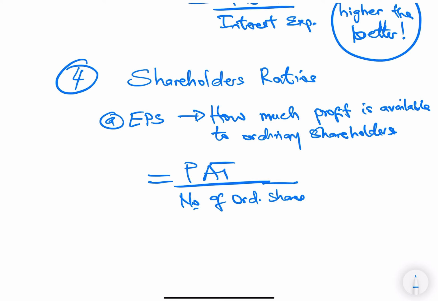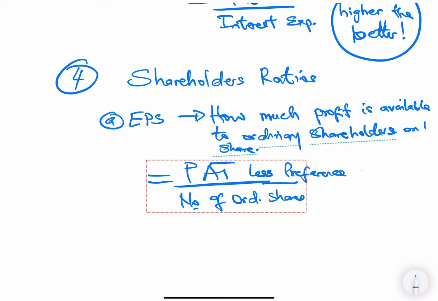On one share, to make it clear. So this profit after tax has to be without preference share dividend. If there's any preference dividend that has to be paid, please deduct it, less preference dividend, because you need to be looking at the profit after tax that is solely available to the ordinary shareholders. So if that company has some preference shareholders, then we need to pay them first before we use the formula to calculate EPS.